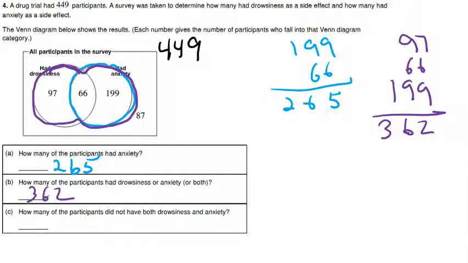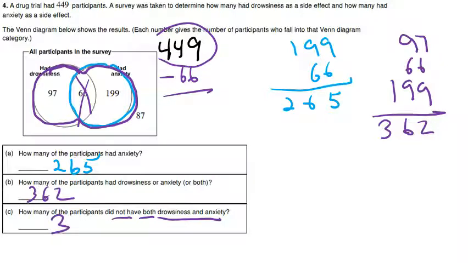How many participants did not have both drowsiness and anxiety? So not both of them. So not both, we eliminate the 66. So it's easy enough to say, hey, if there's a total of 449, subtract 66 from that, and that's got to be the other three numbers. So 449 minus 66 is 383. Moving on.